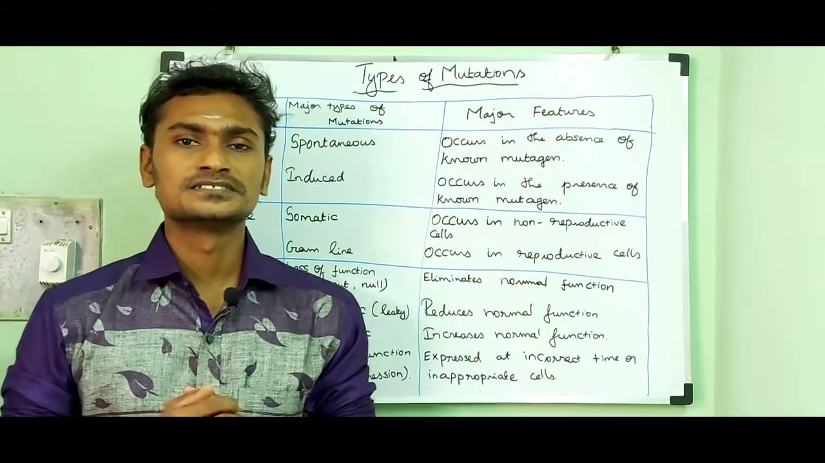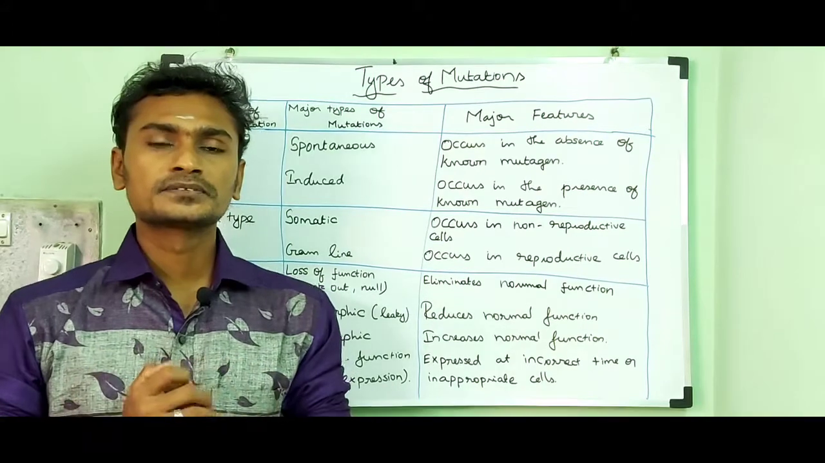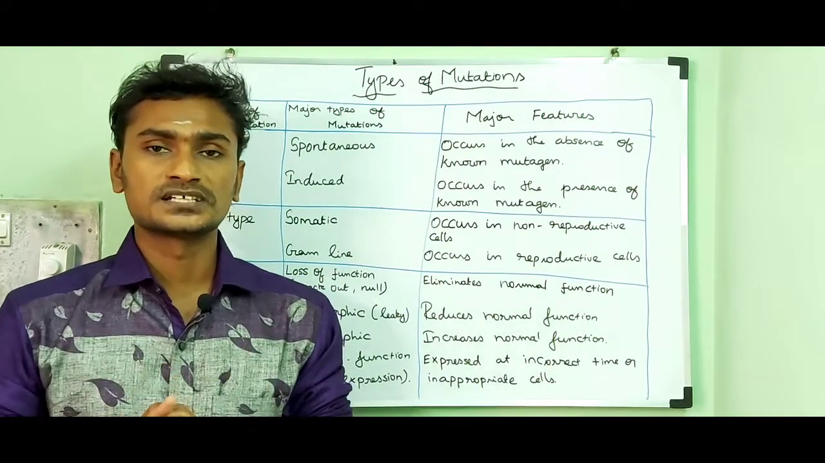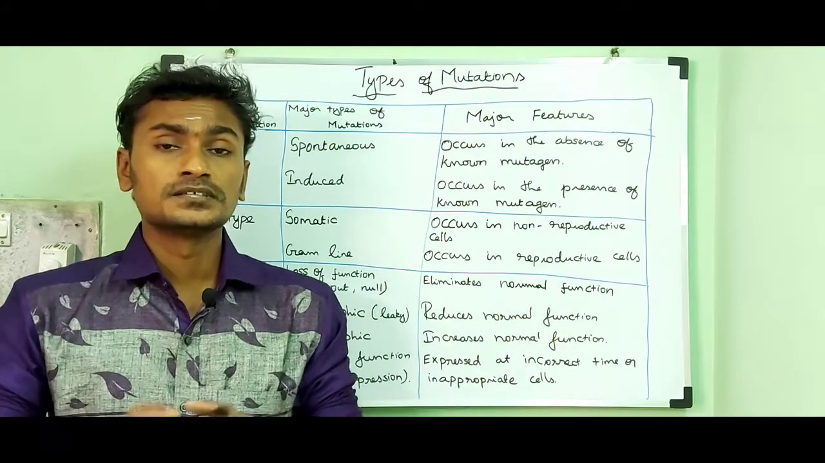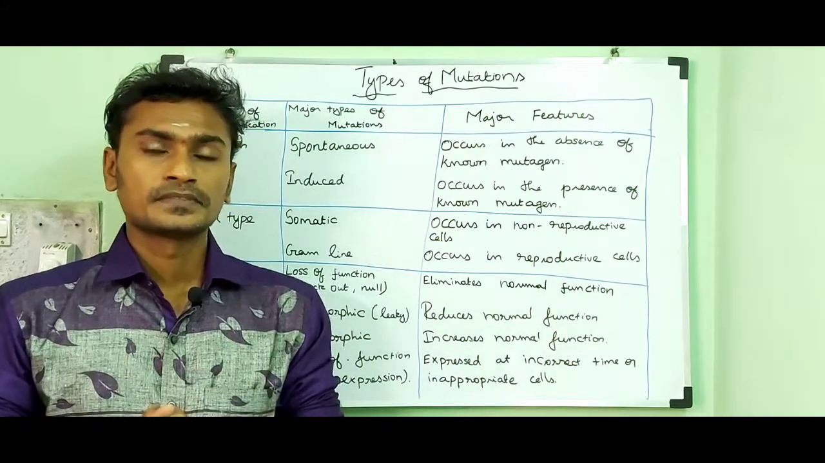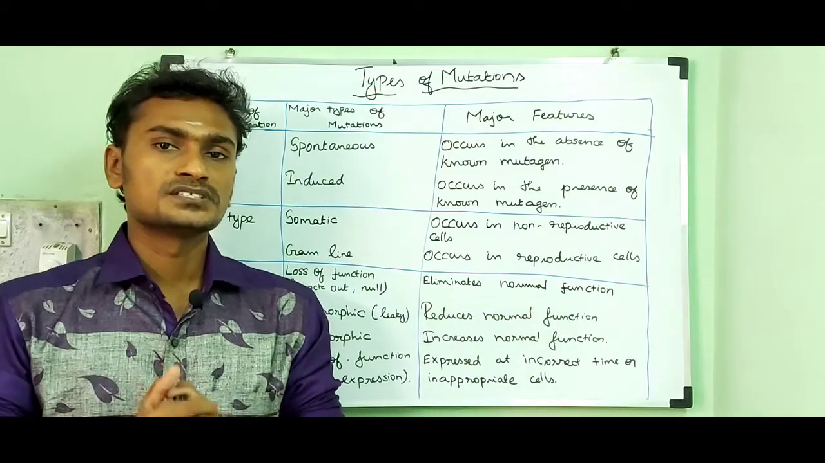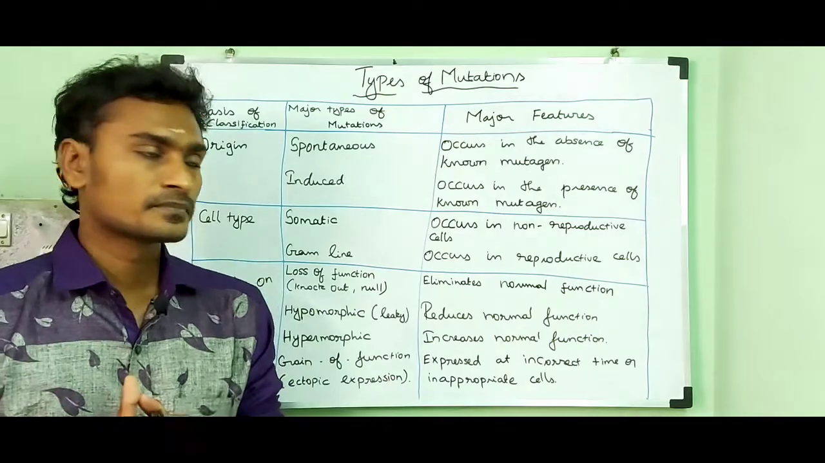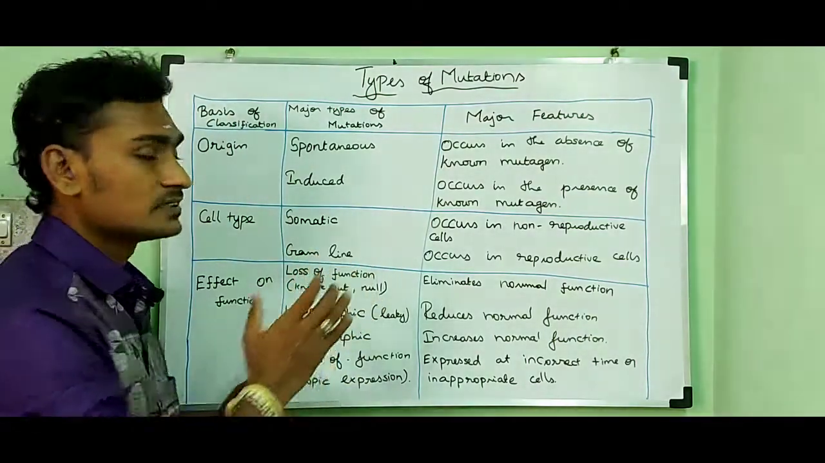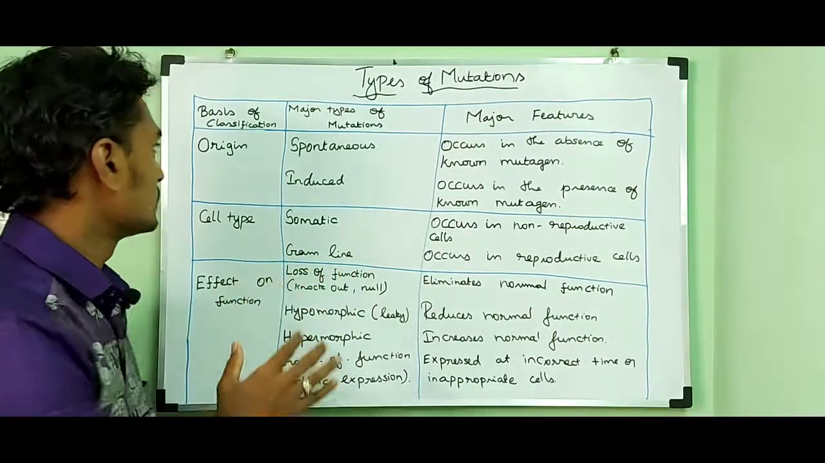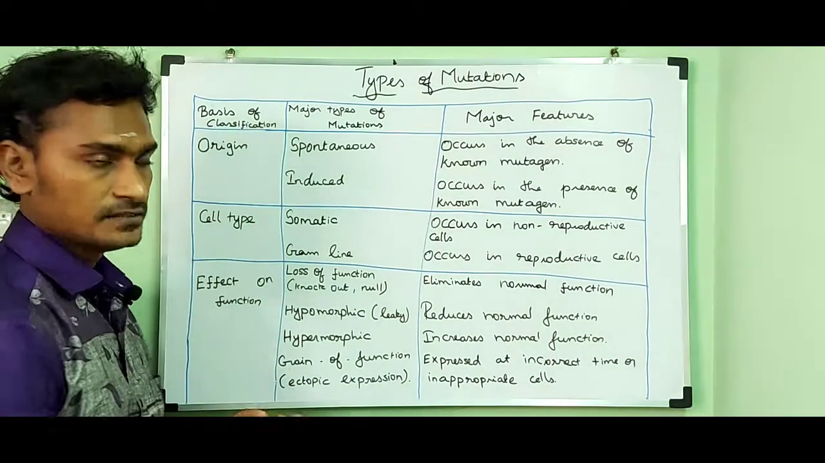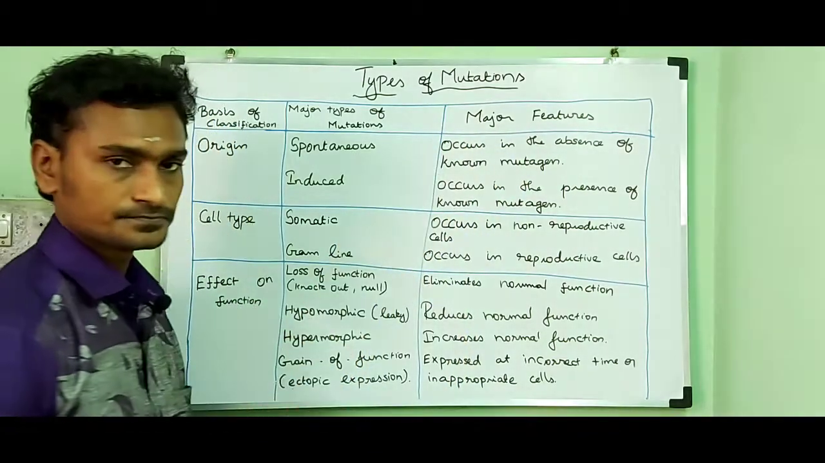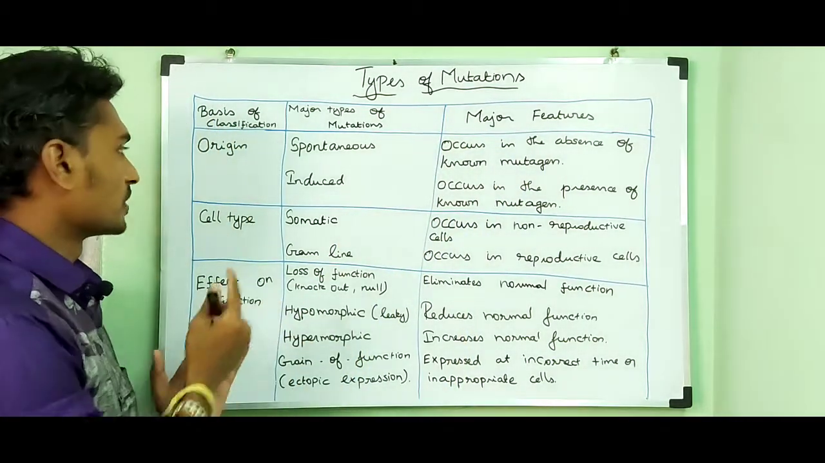Mandari Kumar Rajesh. In this video, we are going to discuss the topic called types of mutations and its basis of classification, on which basis the mutations are classified. Let me teach you the types of mutation and on which basis the mutations are classified. Here, I have drawn a tabular column with the headings: basis of classification, major types of mutation, major features. Let me tell you one by one.